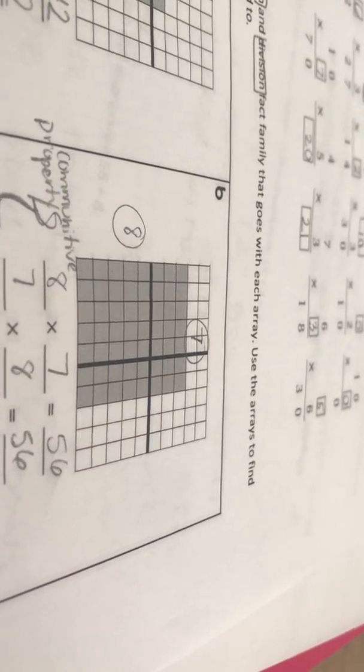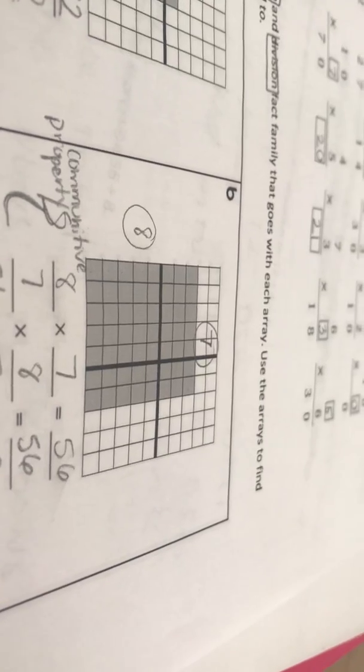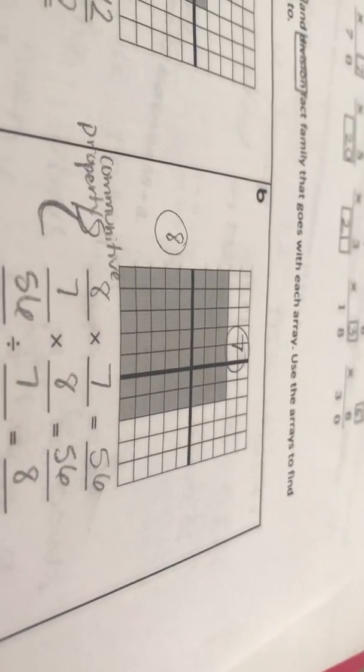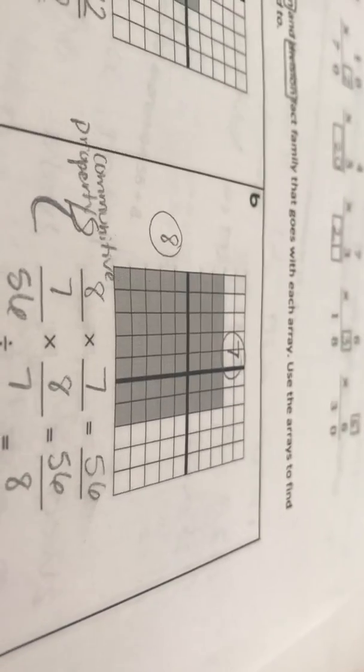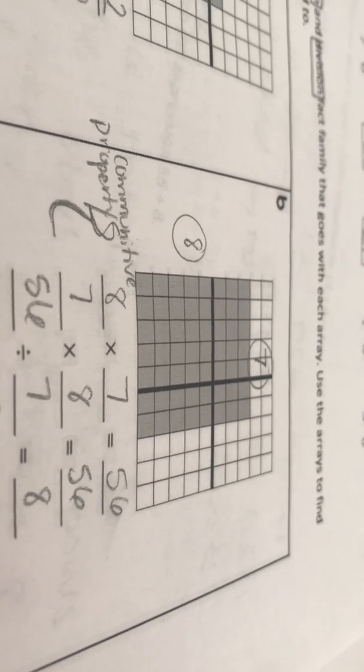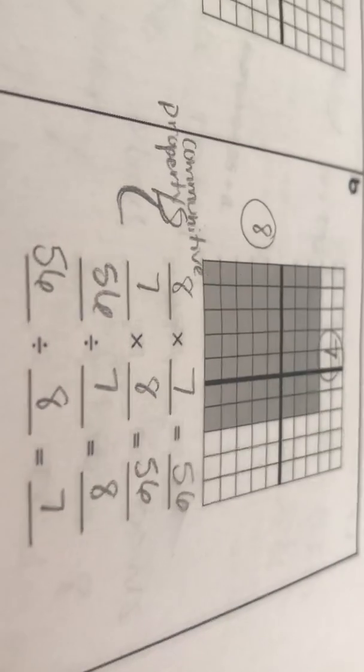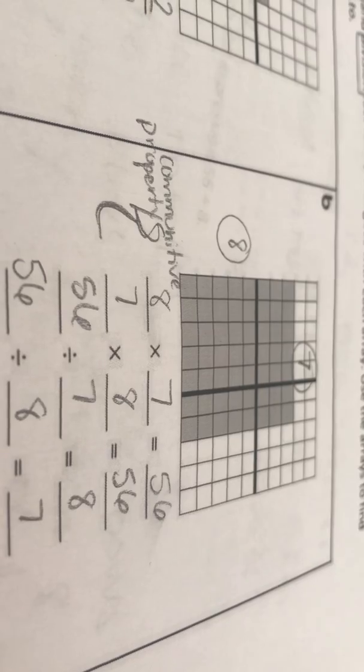Now we're going on to our division problem. Remember, the total always goes first in a division problem. So 56 divided by 7 equals 8. And I'm going to still keep that total in the front, but I'm just switching that 7 and the 8 around. 56 divided by 8 equals 7.